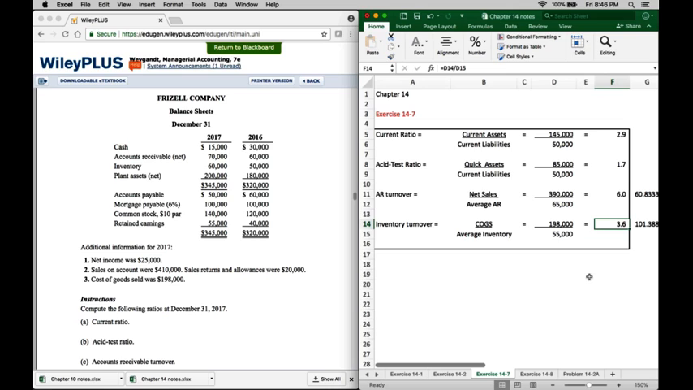So again, in this exercise, calculating the numbers is not the hard part. Analyzing it and explaining it to management, that's the challenge. Can you convince the management about some of the arguments you're trying to make?